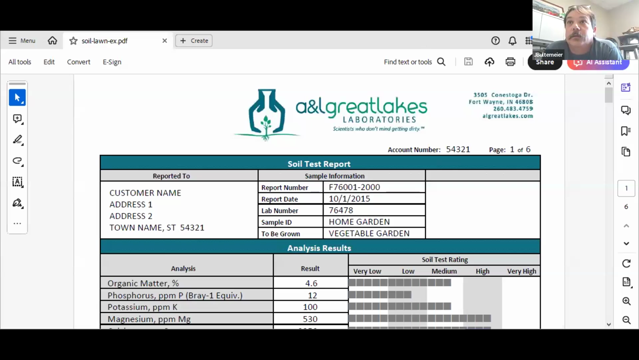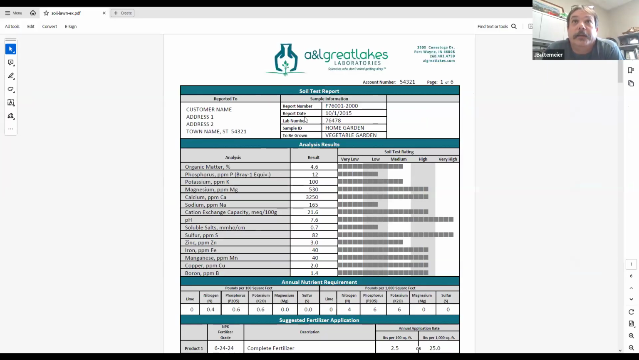So bring this up so I can see it a little bit better. You should be seeing an ANO Great Lakes lawn and garden soil test. And so there's how this is done, just for those who may not be familiar.